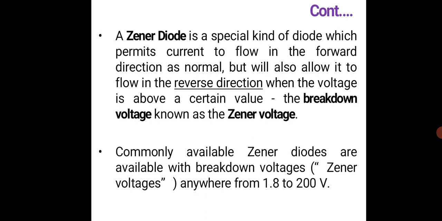A Zener diode is a special kind of diode which permits current to flow in the forward direction as normal, but will also allow it to flow in the reverse direction when the voltage is above a certain value. The breakdown voltage occurs, which we call the Zener voltage. Commonly available Zener diodes have breakdown voltages anywhere between 1.8 and 200 volts.